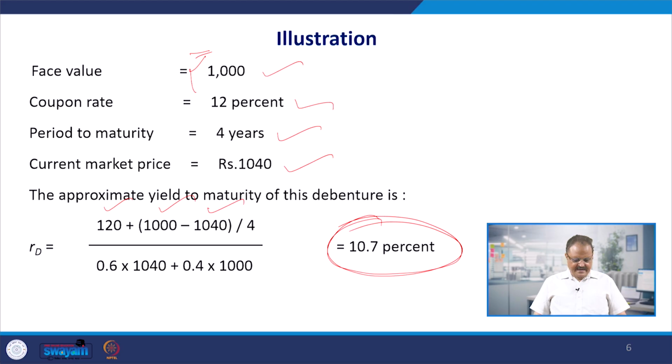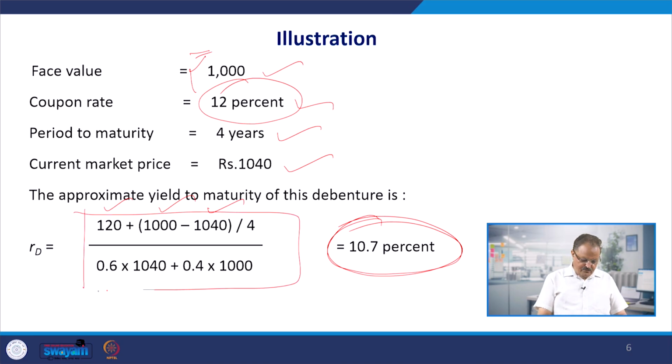So coupon rate is 12%, but because the face value is 1000 rupees and the current market price is 1040, the difference between the coupon rate and the rate of return exists here, that is 10.7% against the coupon rate of 12%. But with the help of the approximation method, you can easily calculate the cost of the debt, and here we can say the cost of this debt to the company is basically 10.7%. Company is getting the funds at 10.7%.